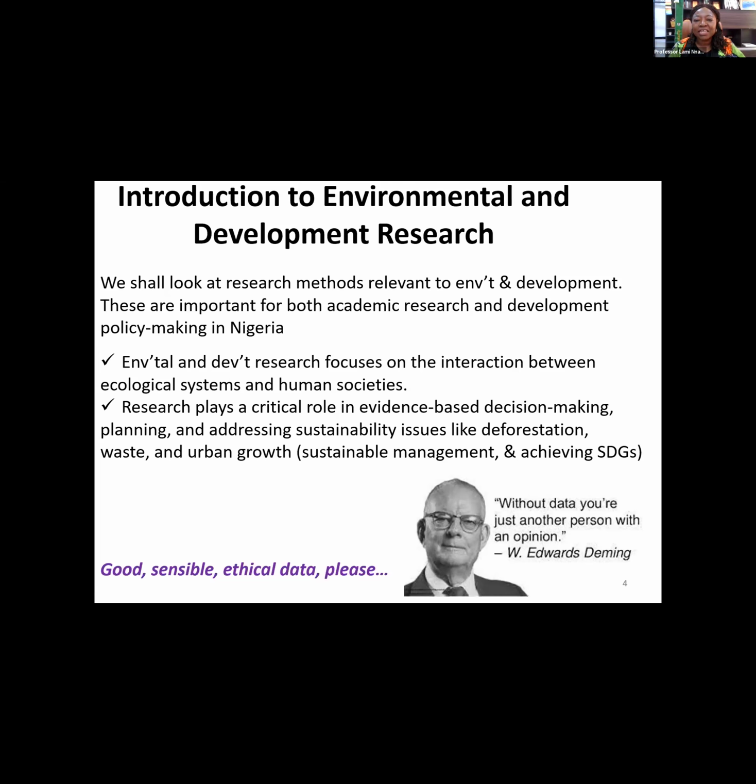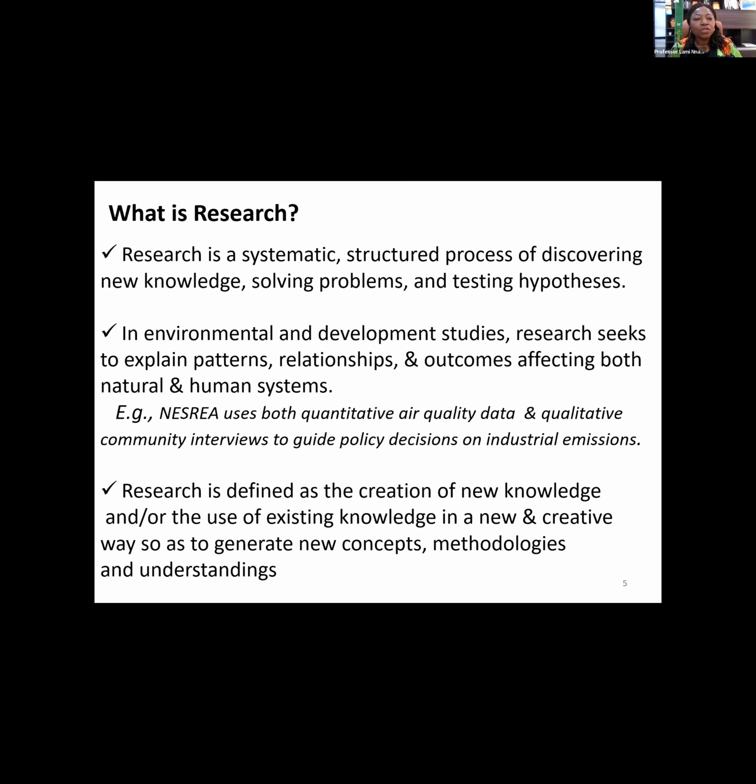So, research methods. We're going to look at research methods, and they are important for both academic research and development policy making in Nigeria. Edward says, without data, you are just another person with an opinion. Data is critical, and how do you generate data? It's from research, okay? Environmental and developmental research is the systematic, structured process of discovering new knowledge, solving problems, and testing hypotheses.